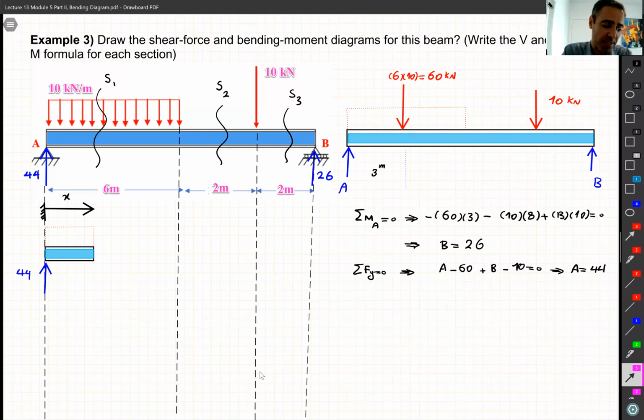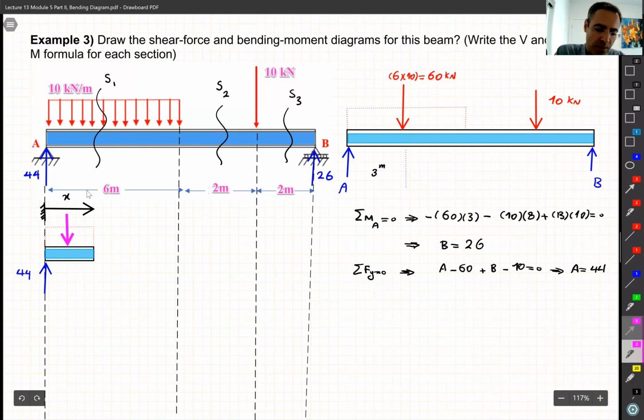Thanks, Aditi. So it's going to be 10x, right? The equivalent is going to be somewhere in the middle. But remember, we cut this portion of the distributed load, so it's not going to be the whole 60. It's just a portion whose length is x. In other words, it's going to be 10 multiplied by x, because the length is x. So always be careful. I've seen students make this mistake. They put 60. 60 is for the whole thing, but we cut only an x portion of it. Remember, from the beginning to this point, it's x.